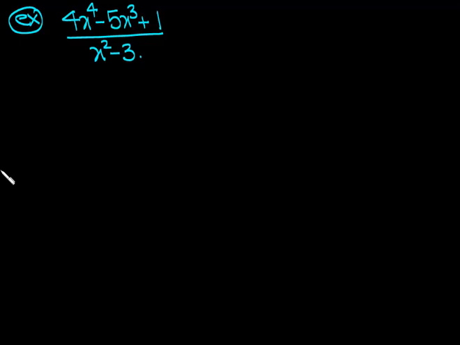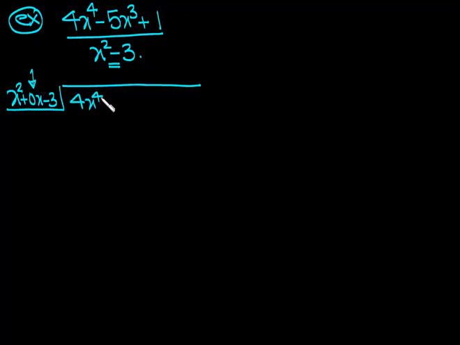Okay, so let's see if we can do that. Let's create a little long division symbol. So we are dividing by x squared plus 0x minus 3. Remember, there's a term missing here in the divisor, so we need to put a placeholder. There are 2 terms missing in the numerator, so we do need 2 placeholders there. And those placeholders are very crucial.